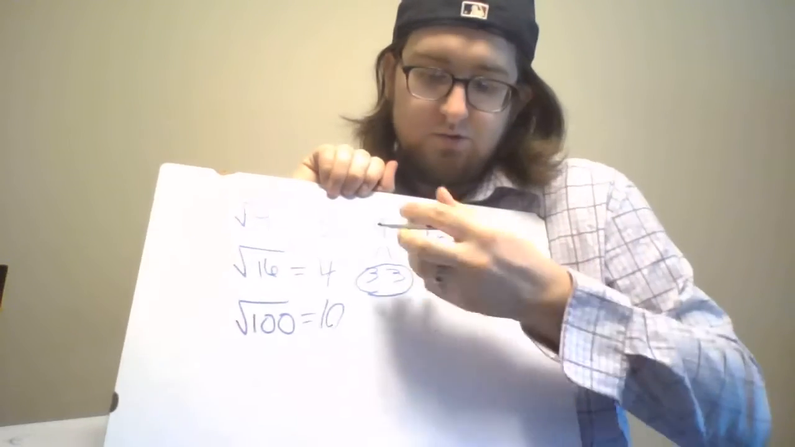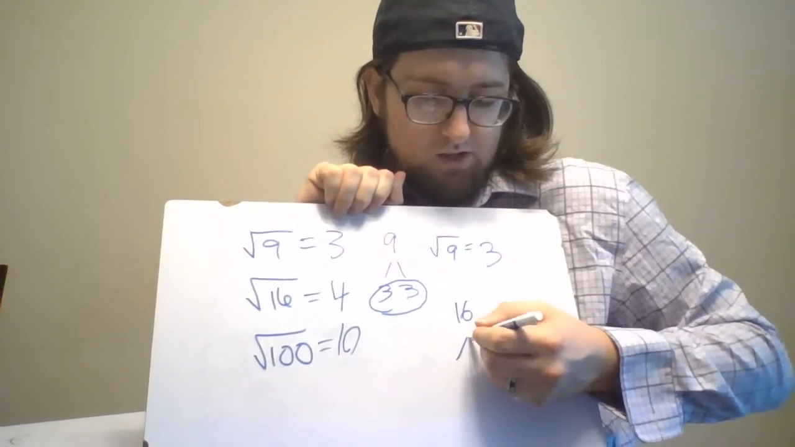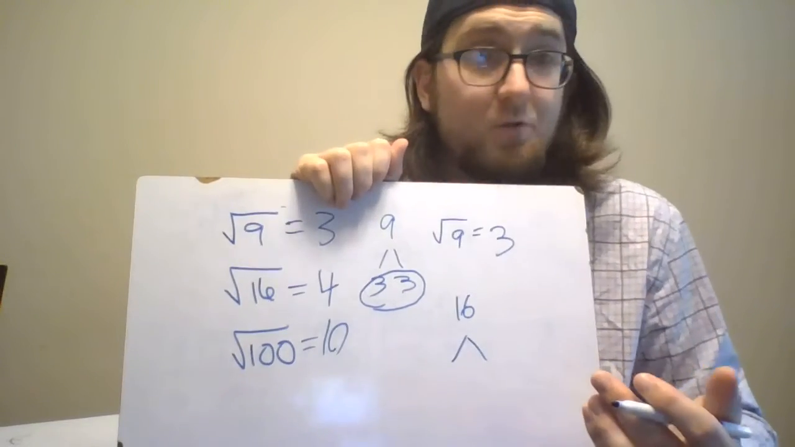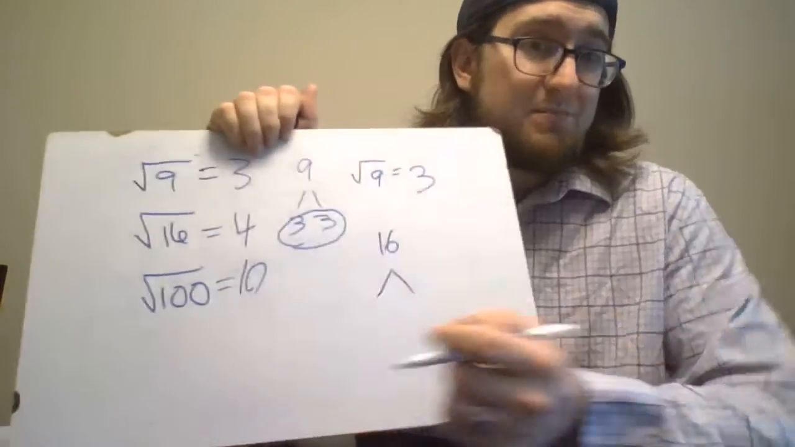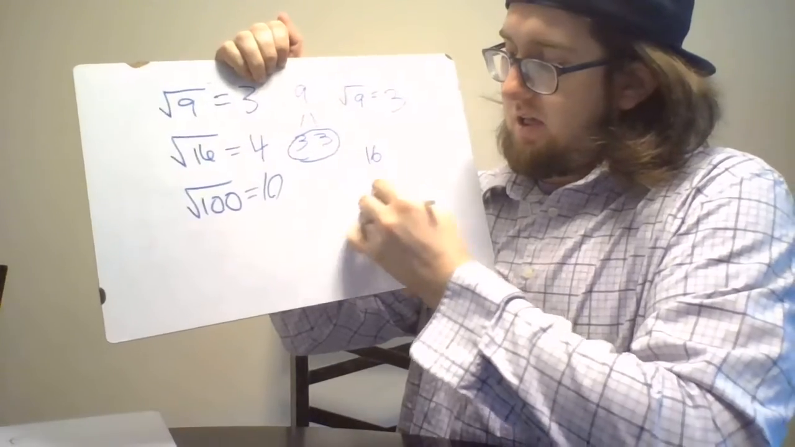So let's do another example. Like, let's do 16, because it's going to be a little bit different. What times what is 16? And you may be saying 4 times 4, but doesn't 8 times 2 also work? So let's go that route. Let's say 8 and 2.